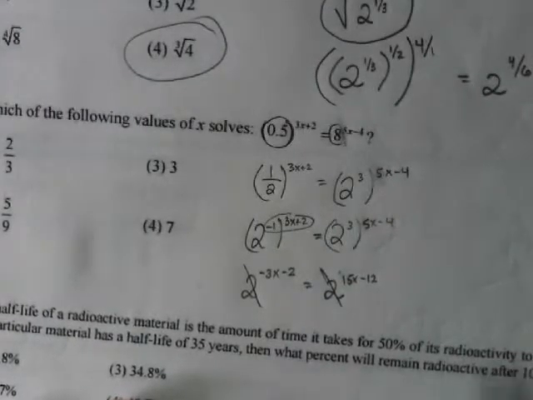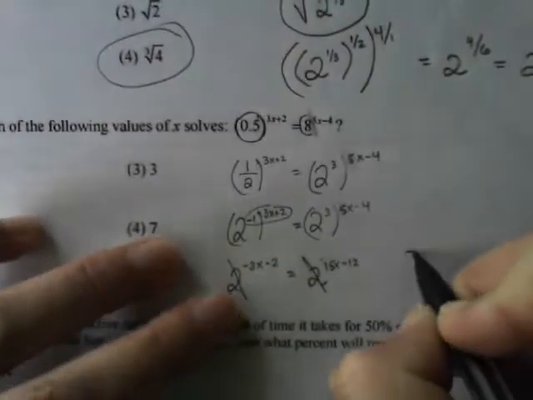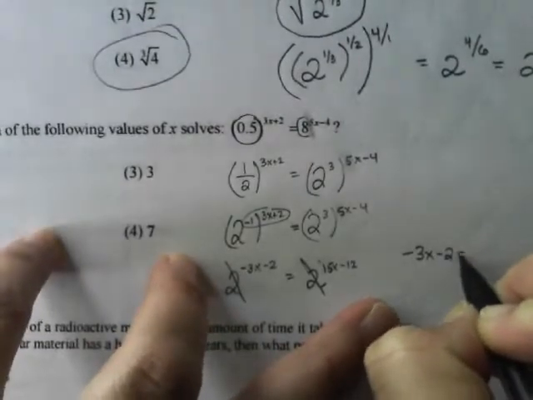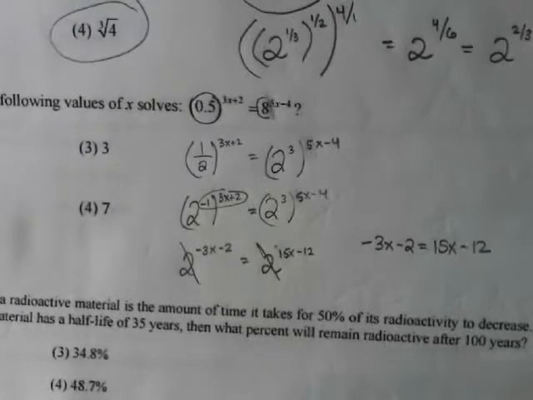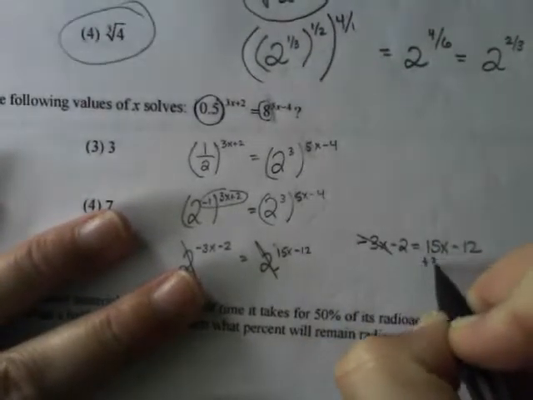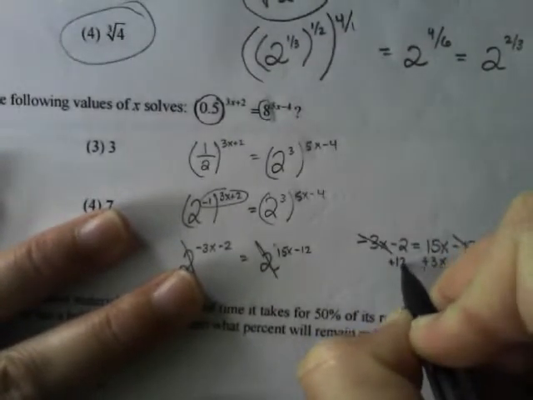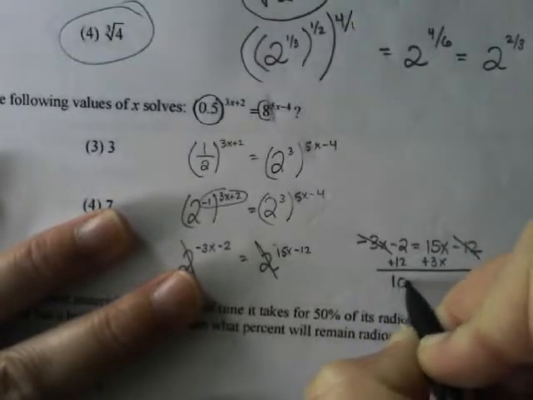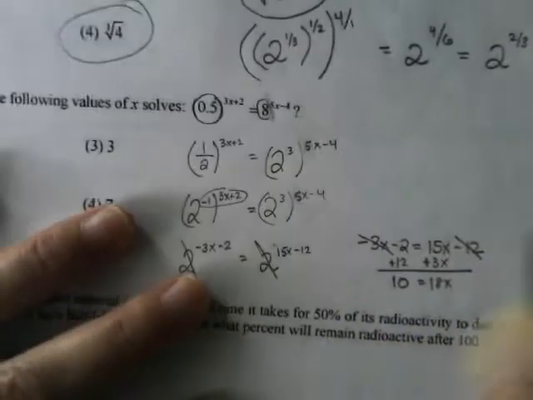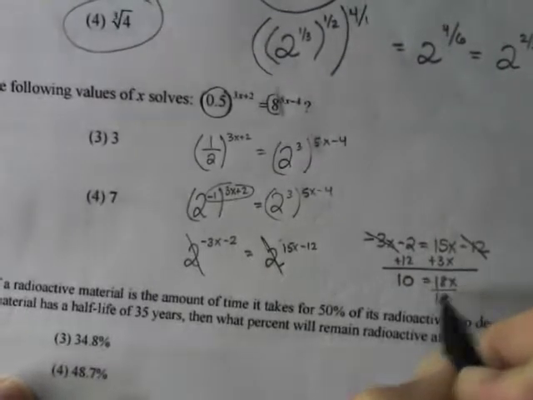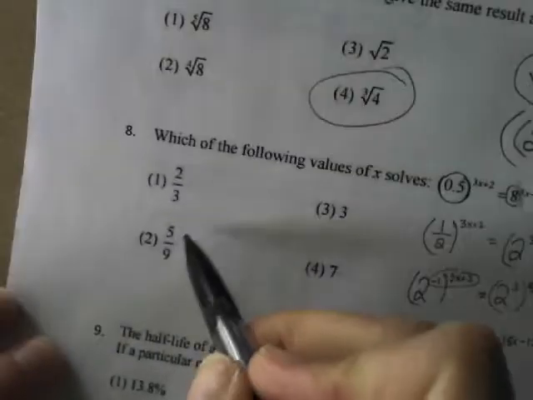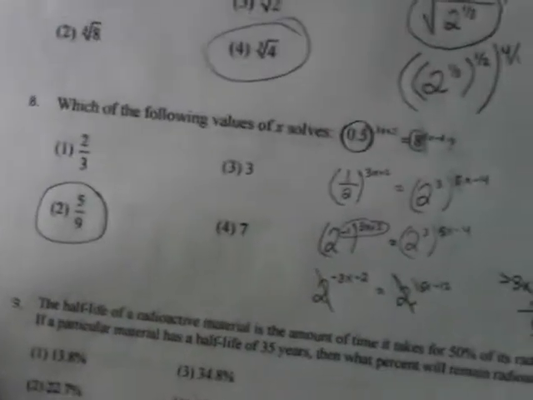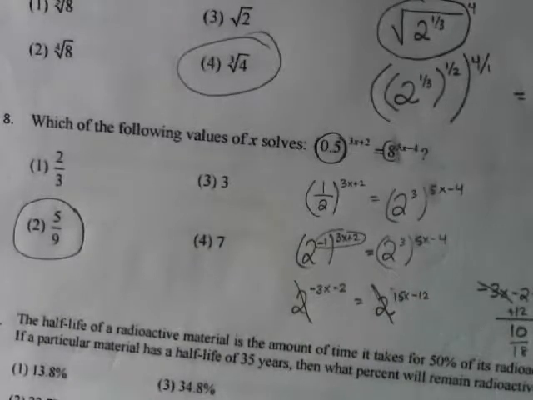The exponents have to be equal to each other, and now it just becomes a linear problem. So I'm just going to add my 3x over, add my 12 over, and I get 18x equals 10. Divide both sides by 18. And your answer is 10/18, which reduces to 5/9. That's a rare one, to be honest with you.